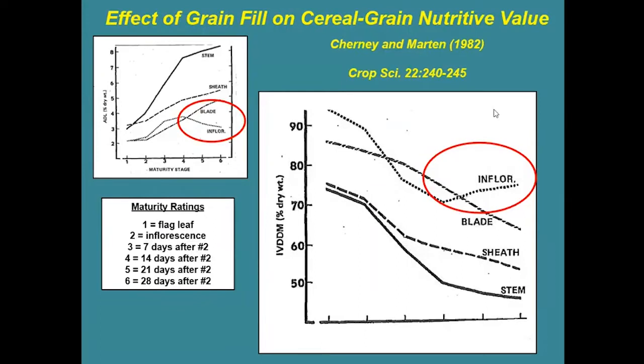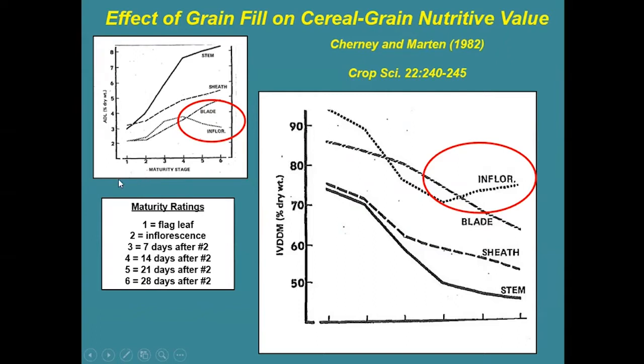Many years ago at the University of Minnesota, Jerry Chermy did some work with a variety of cereal grain species, and this is kind of informative, and it sets a stage, I think, for some of the slides that follow, and it introduces the concept of dilution. What he did here was, and I've plotted in the upper left-hand corner, the concentration of acid detergent lignin for various tissue types within these cereal grain forages as a function of maturity.